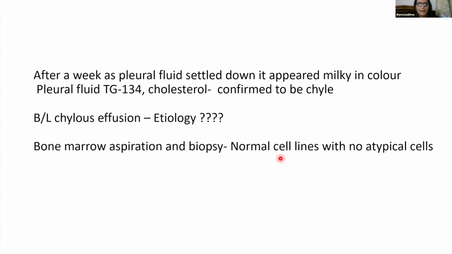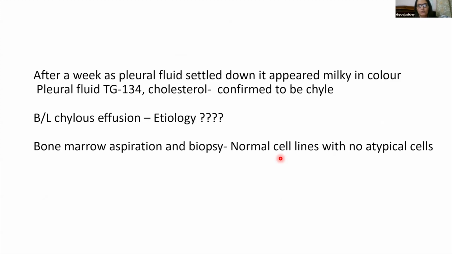So about a week later, we got a call from the pediatric pulmonologist. They said that now that her respiratory distress has settled down, we've taken out a lot of fluid, but now we saw that the fluid looked to be milky. So we got it analyzed, and it is actually chyle. So what we are dealing with is bilateral chylous effusion.